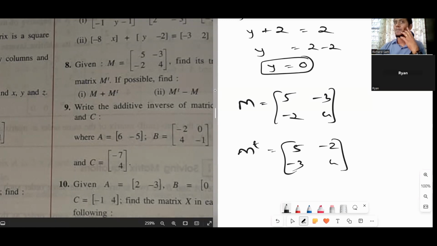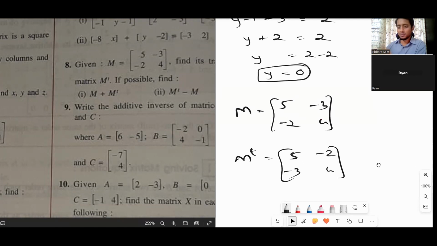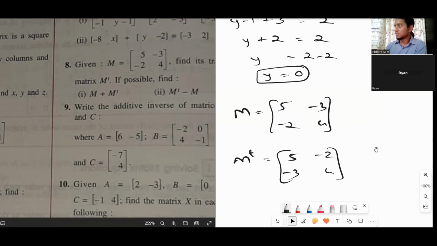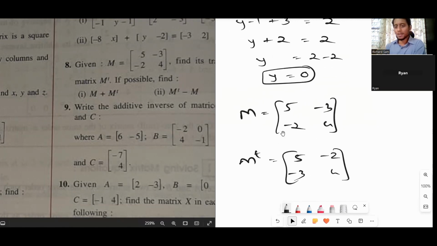Keep it straight now. Come sit. Do you know what's M transpose, Leo? I was just revising because he was not there. You also were not there, no? The starting part. I was just doing the revision quickly.